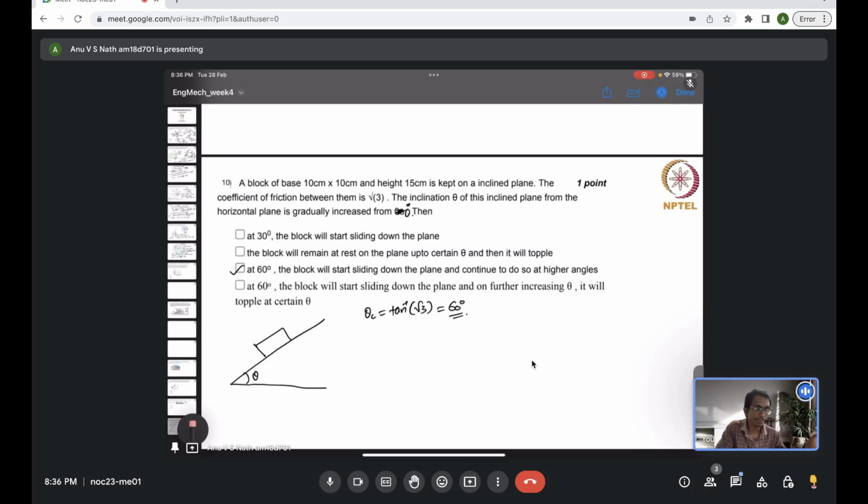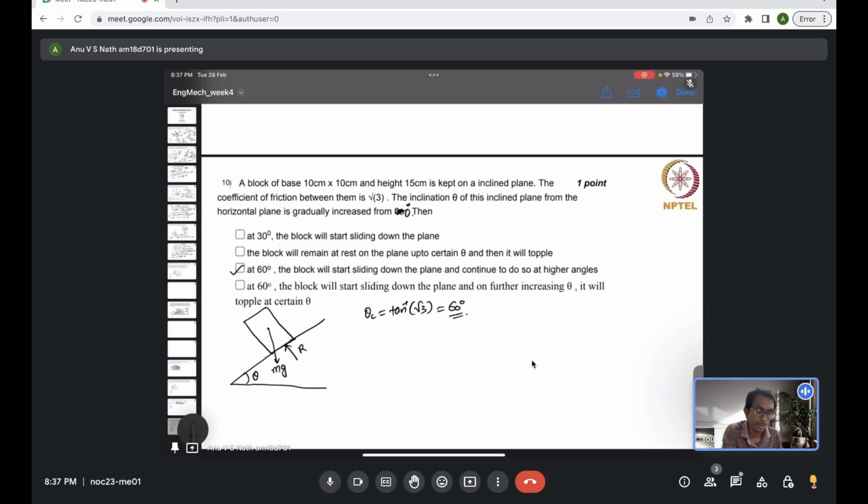So that you may understand, I'll draw the body. It has a base of 10 times 10. We are doing a 2D projection, that doesn't matter. So it has a base of 10 centimeter and a height of 15 centimeter. The body will look something like this. Now you may understand what toppling is. It has a center of gravity here, through which its weight mg is acting. It will have a normal reaction passing through the center.